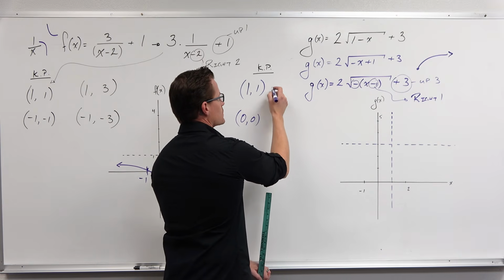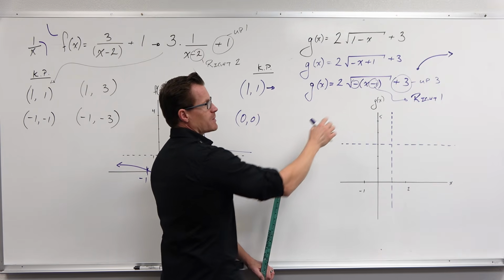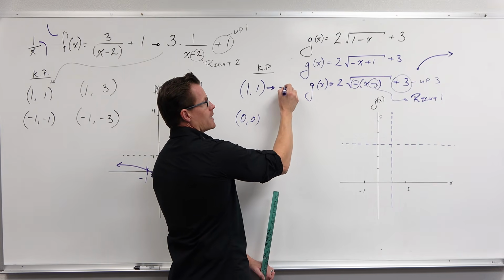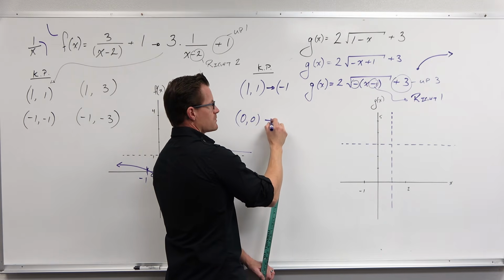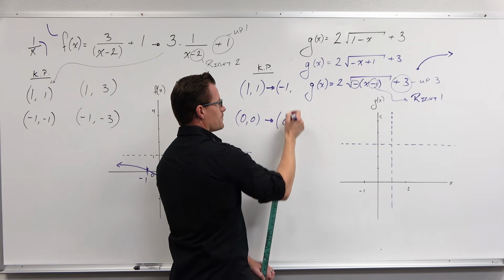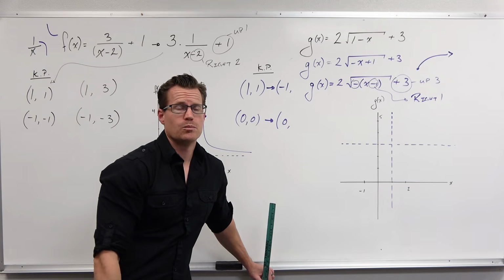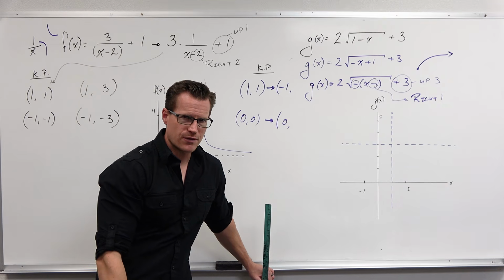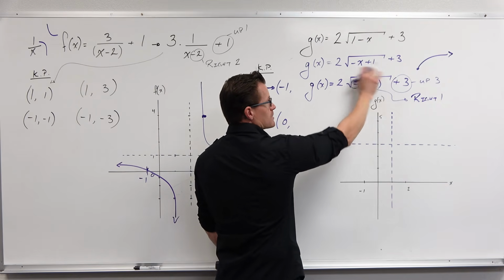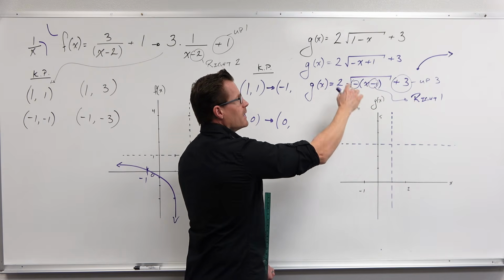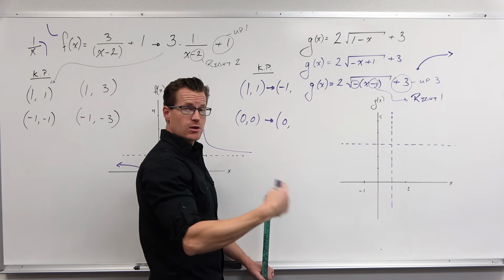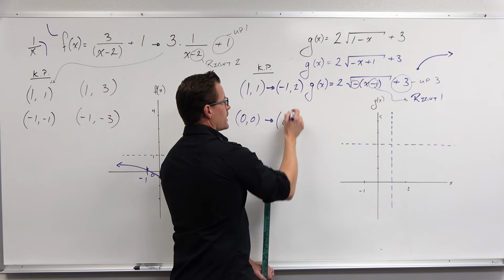So what this does, it says, okay, if I'm going to affect my inputs by changing the sign, instead of 1, I'd have negative 1. Instead of 0, well, I'd still have 0. Now what's the 2 do? The 2 does not change the sign of your output. It says, hey, look at your output. There's a square root. You'd have some numbers coming out of that. Now multiply them all by 2. So take your output value and multiply it by 2.